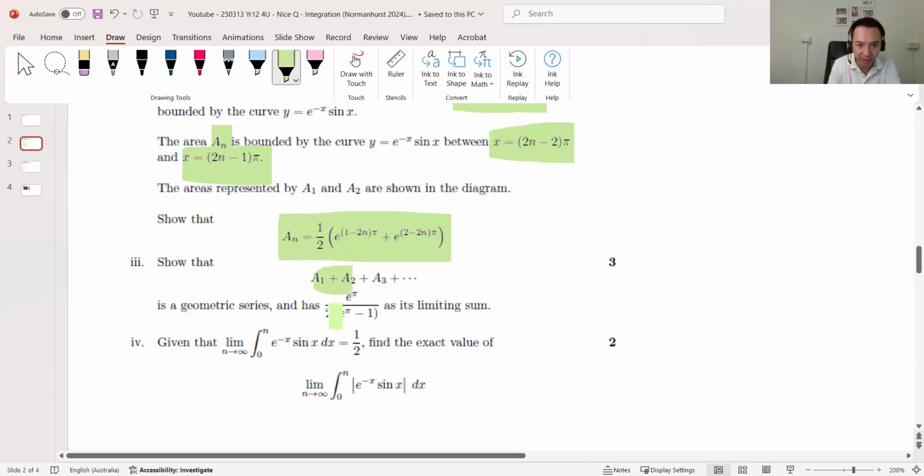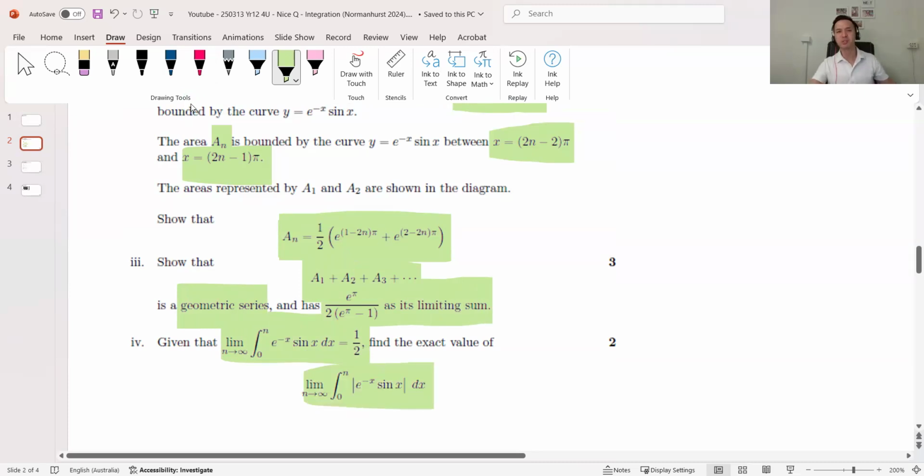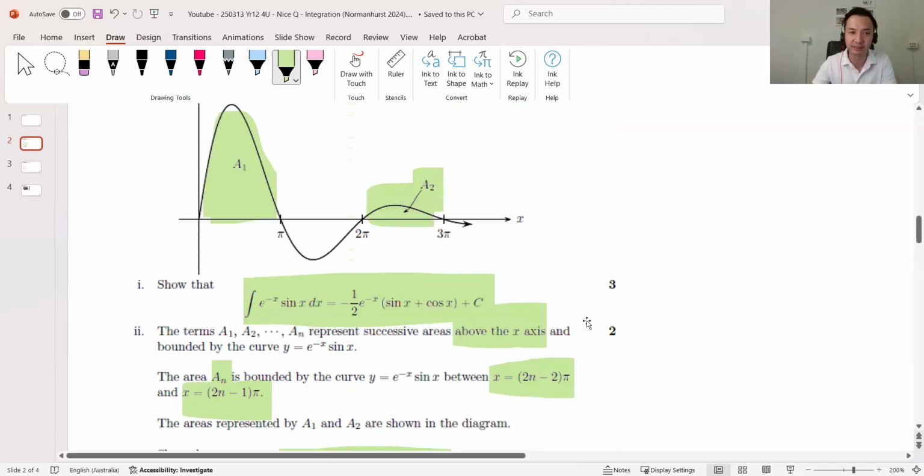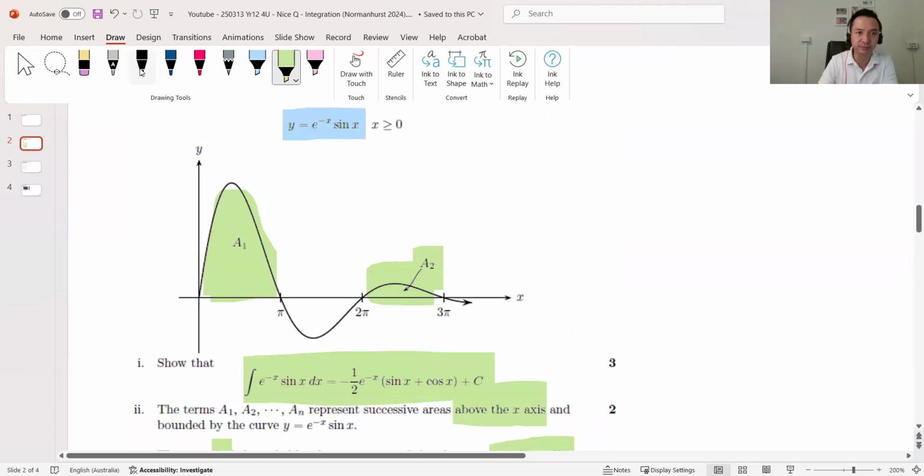Show that it is a geometric series, okay, so geometric series typified by having a common ratio or common multiple, yeah? And limits, okay, not too bad. And then when n goes to infinity, so given that n is a half, find exact, okay, cool. Not too bad, right? So, okay, let's get started, right?